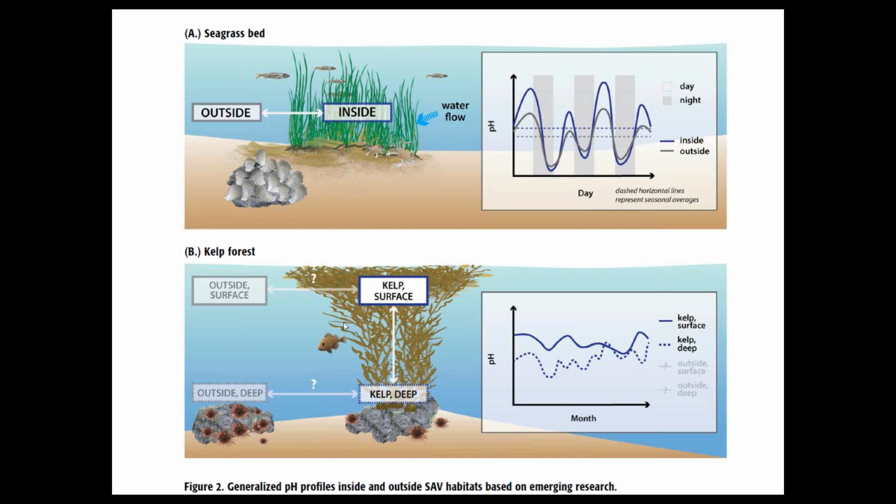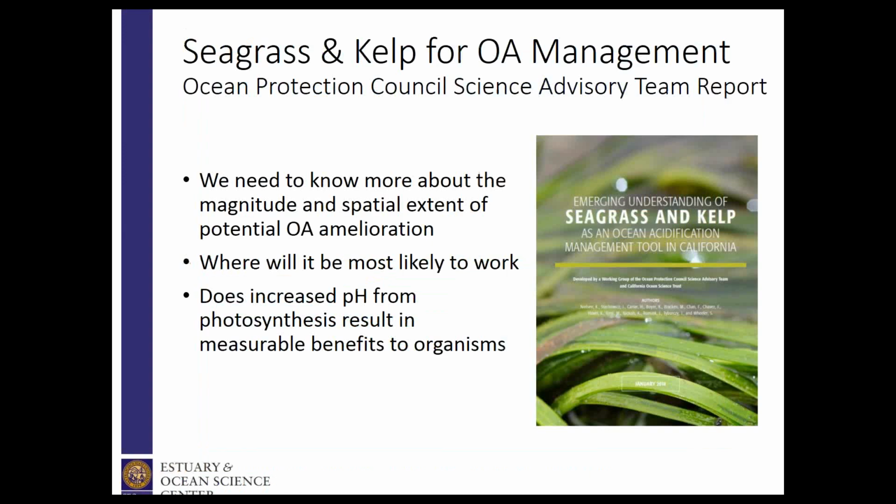The work in kelps is not quite as resolved yet. We don't have the inside-outside comparison, but we're learning more and seeing similar types of patterns in those data as well. So the emerging understanding from this work that is related to the ongoing monitoring for carbonate chemistry is that we are continuing to learn more about the magnitude and the spatial extent of how ocean acidification may be ameliorated by this underwater vegetation and where it may be most likely to work.